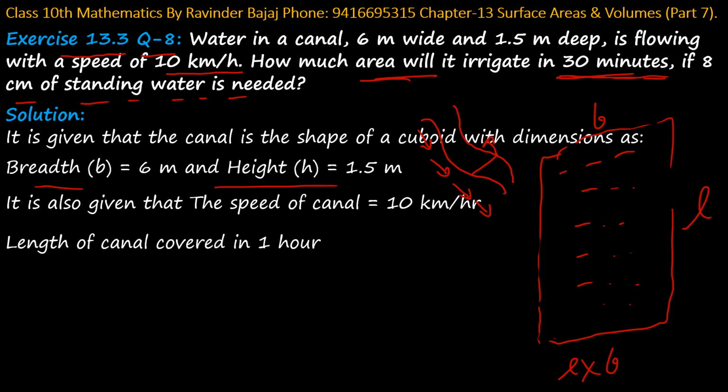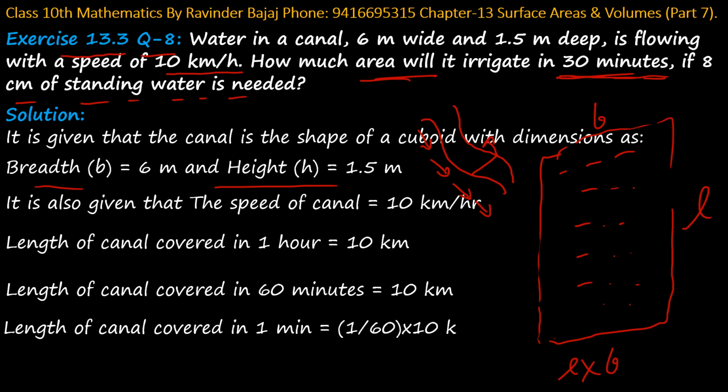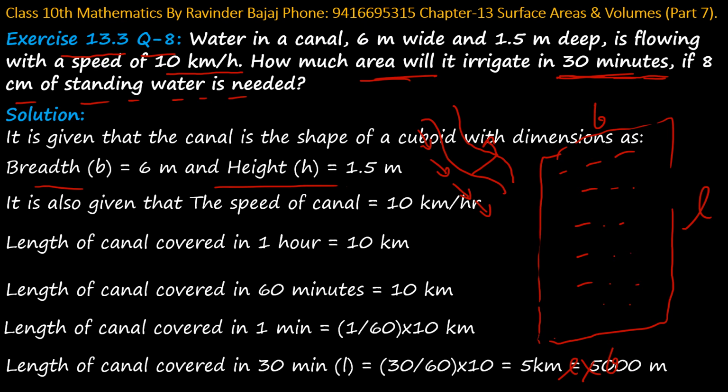This is the length of the canal covered in 1 hour. This is the 60-minute coverage. Same thing, 10 km. And in 1 minute, it will be 10 upon 60. Now next is, the length of the canal in 30 minutes is 5 km, that is 5,000 meters. So you directly write in one sentence that in 1 hour it is 10 kilometer, then in 30 minutes it is 5 kilometer, that is 5,000 meter.